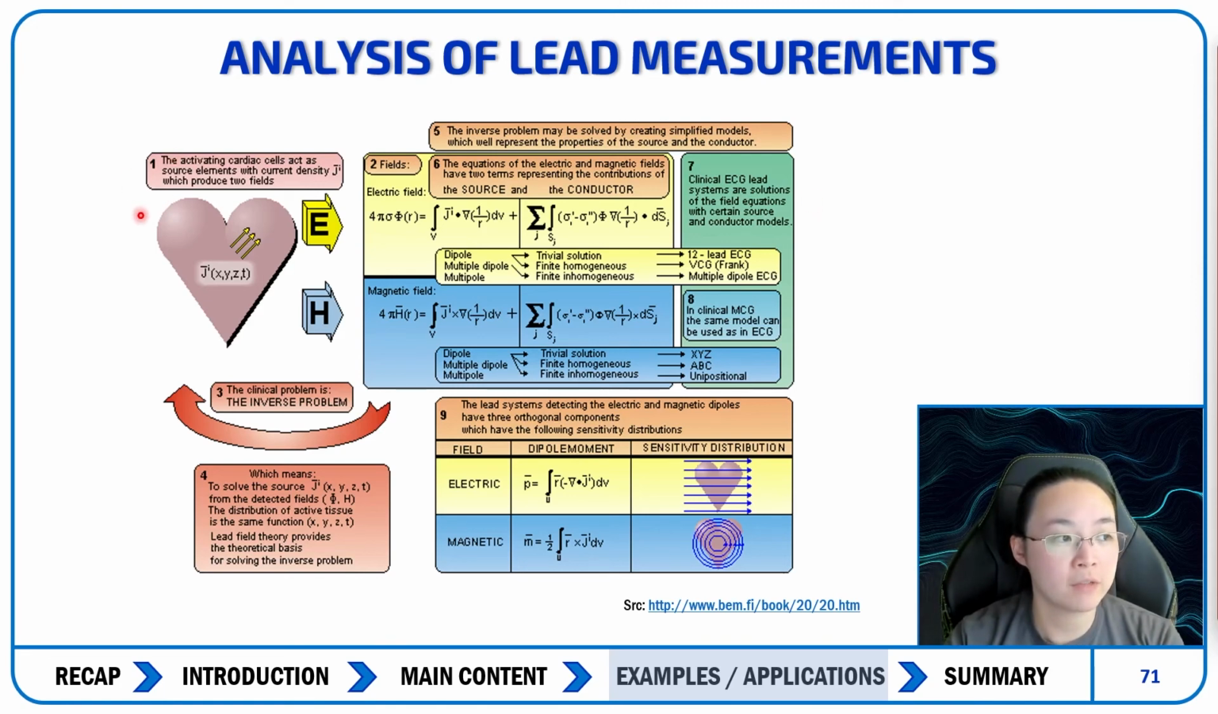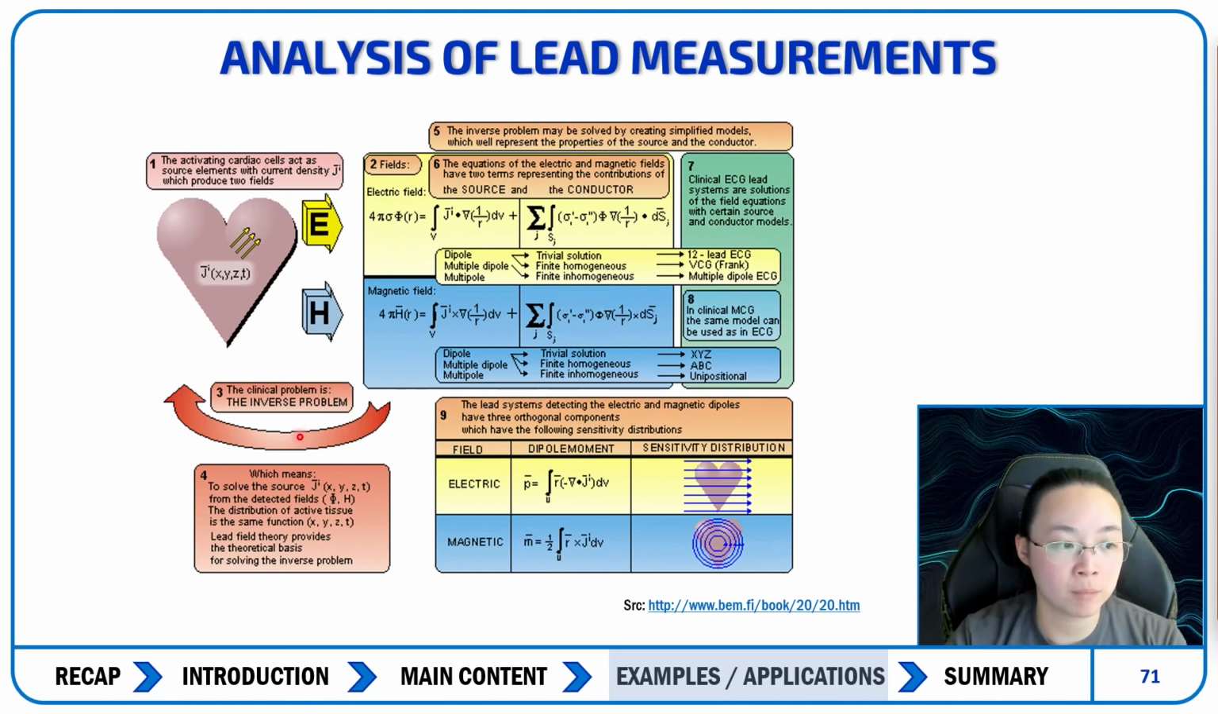Number one, the activating cardiac cells act as a source element with current density J, which produce two fields. You have your electric field and you have your magnetic field. In this case, it's represented by H and not B. So there's two fields we have to take a look at. And basically, it gets split up into these two to see whether you have a dipole, multiple dipoles, or a multipole to analyze. The third step is to take a look at the inverse problem.